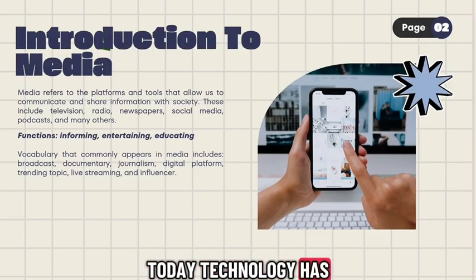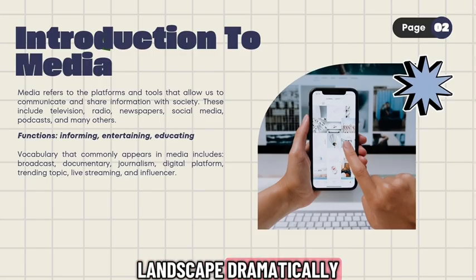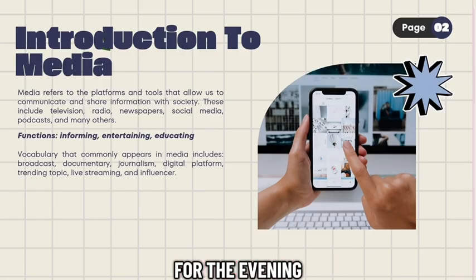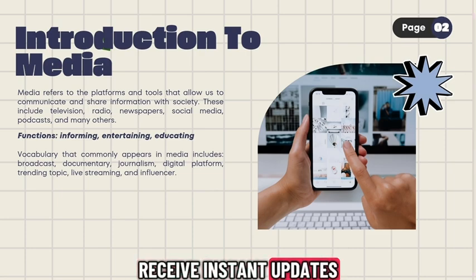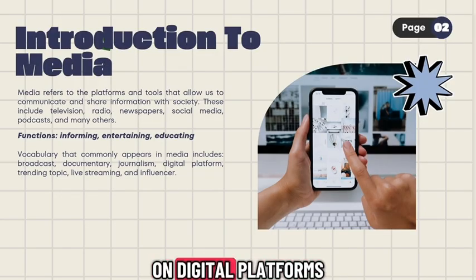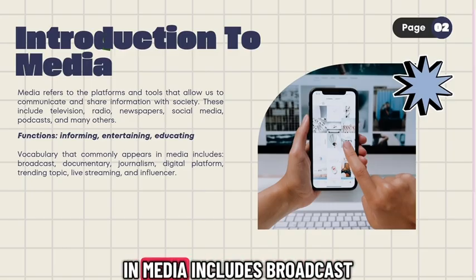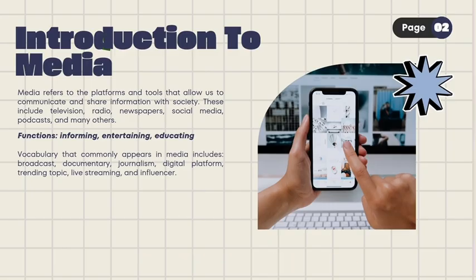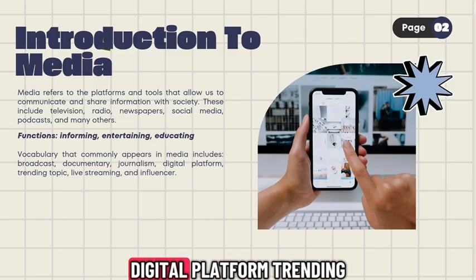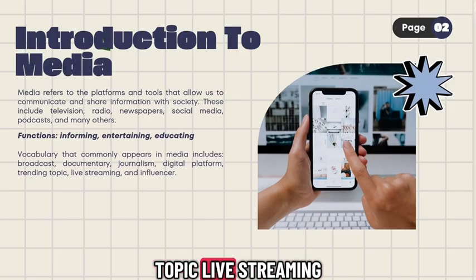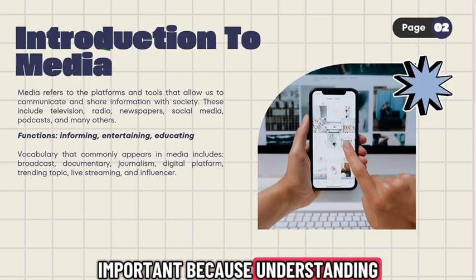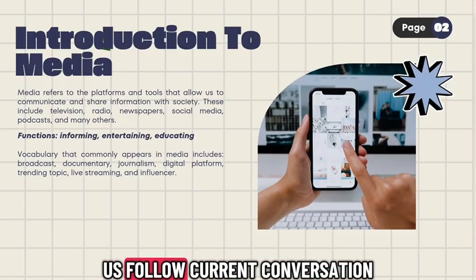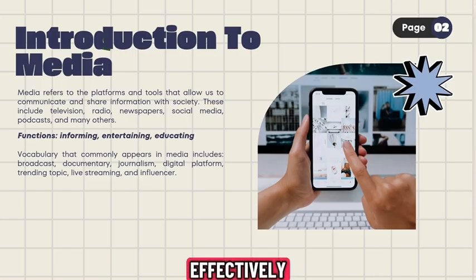Today, technology has changed the media landscape dramatically. Instead of waiting for the evening news, we can now watch live streaming, receive instant updates, and follow influencers on digital platforms. Vocabulary that commonly appears in media includes broadcast, documentary, journalism, digital platform, trending topic, live streaming, and influencer. This is important because understanding these terms helps us follow current conversation effectively.